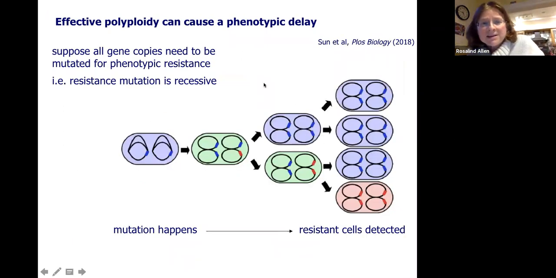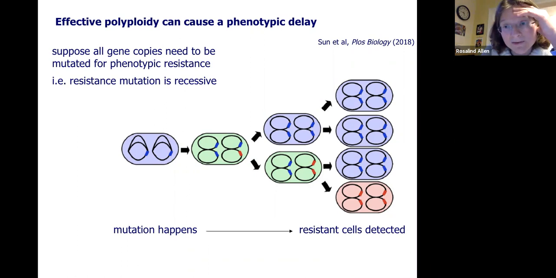Well, the point is that this, what we call effective polyploidy, so the fact that the cell has many copies of its chromosome when it's growing fast, can cause a phenotypic delay. So let's suppose that we have a resistance mutation that's recessive. What that means is that all the copies of the DNA of that gene in the cell have to be resistant in order for the cell to be phenotypically resistant. So if we have a cell here that's got 4 copies of this particular gene because it's growing fast, then only one of them gets mutated randomly.